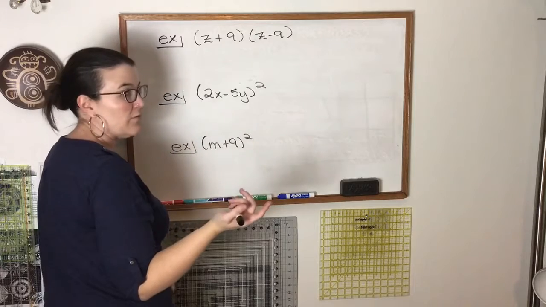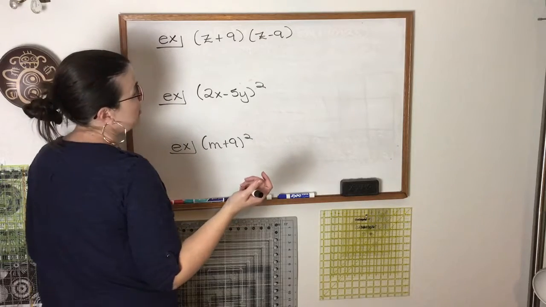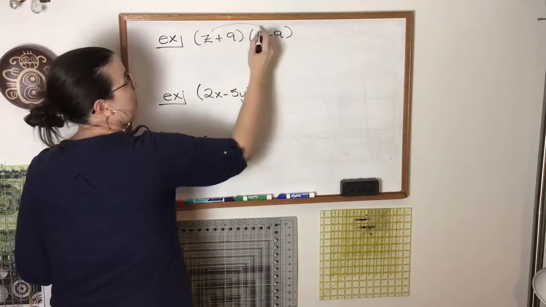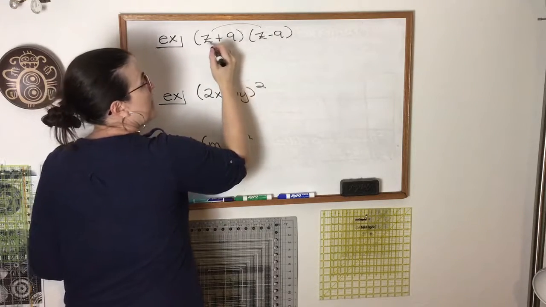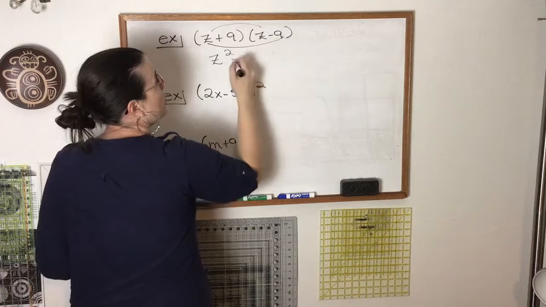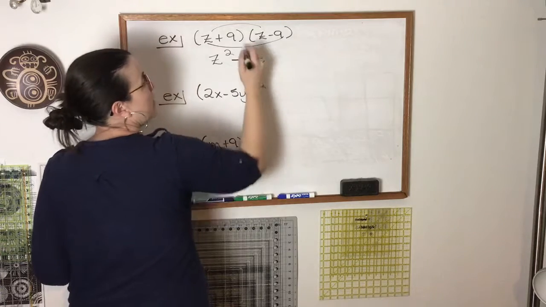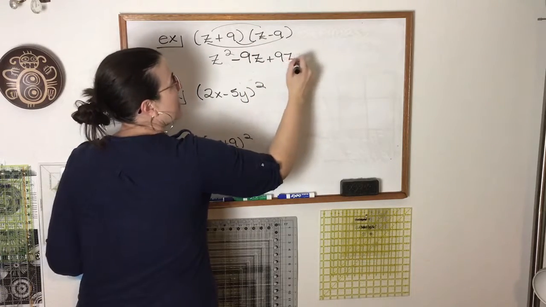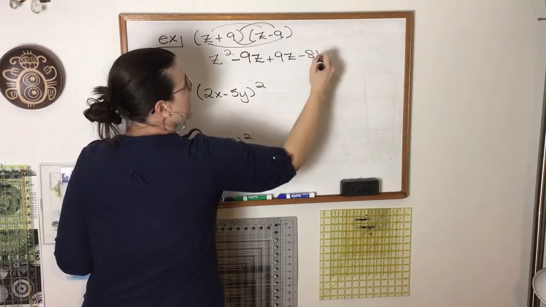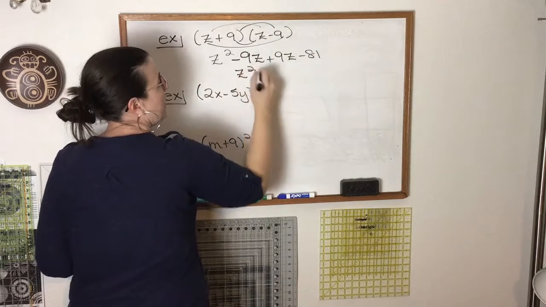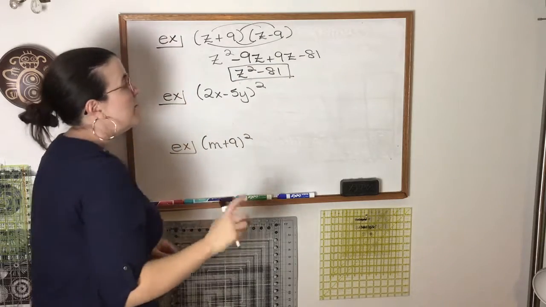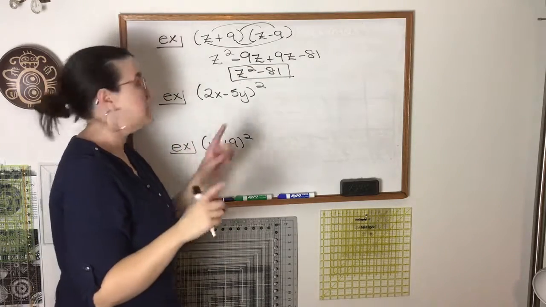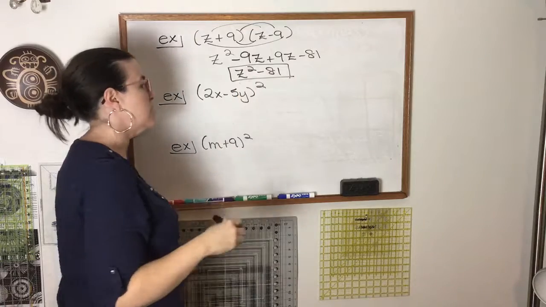I multiply faster in FOIL by myself, so when I'm doing this, I generally FOIL. Okay, first would be z times z, which is z squared. Then I get outer, which would be negative 9z, inner, which would be positive 9z, and last, which would be negative 81. That'll give me z squared minus 81, and that's my answer. Because I recognized that it was the plus minus, I knew that the middle terms should cancel each other.